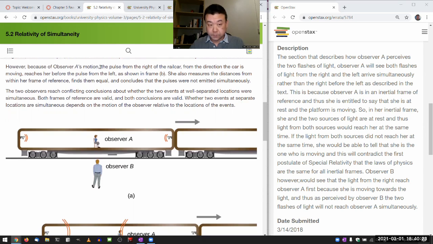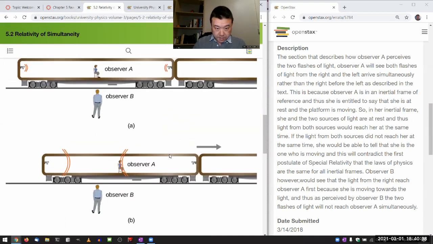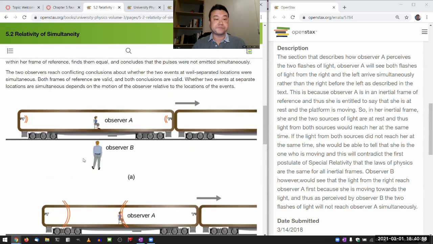However, because of observer A's motion, the pulse from the right of the rail car, from the direction the car is moving, reaches her, observer A, before the pulse from the left, as shown in frame B. So the light was emitted here, it traveled some distance. Light was emitted here, it travels some distance. In that time that the light travels that distance, observer A moved towards the right side light. And the light from the right side reaches her before the light from the left side.